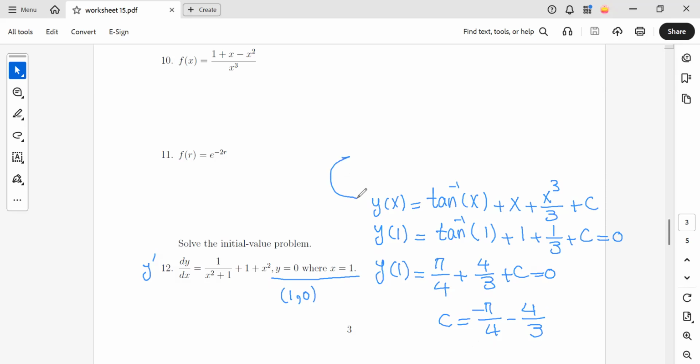And we will put it back here. So y of x will be tan inverse of x plus, not plus, minus, oh yeah, plus x squared, x cubed over 3, and now minus pi over 4 minus 4 over 3 is the y of x. Let's move on to the next page for number 13.